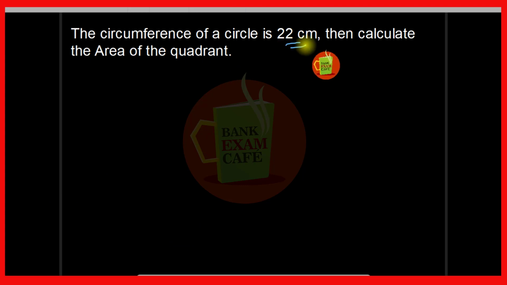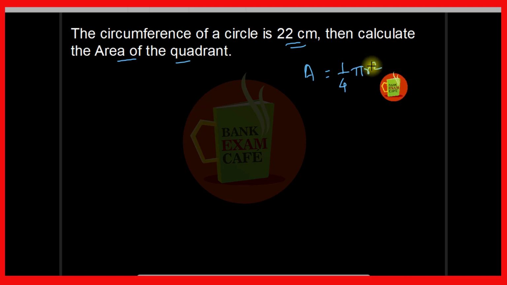The circumference of a circle is 22 centimeters. Then calculate the area of the quadrant. Now we know that the quadrant is 1/4 of the area of the circle, and therefore we can find the area of a quadrant, that is equal to 1/4 pi r square. This is the area of the circle. So it will be 1/4 pi r square.